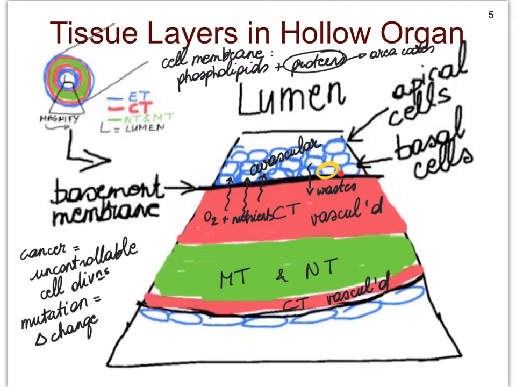But when a cell becomes mutated over and over and over again, its area code might change to something bizarre that doesn't seem to belong anywhere. And it may actually develop the ability to cross our basement membrane and enter into the bloodstream, right? And now we're having a problem, right? Because this cell that is very mutated might, as it's entering into the connective tissue, divide, make more of itself. And then all of those mutated cells may penetrate into the blood vessels.